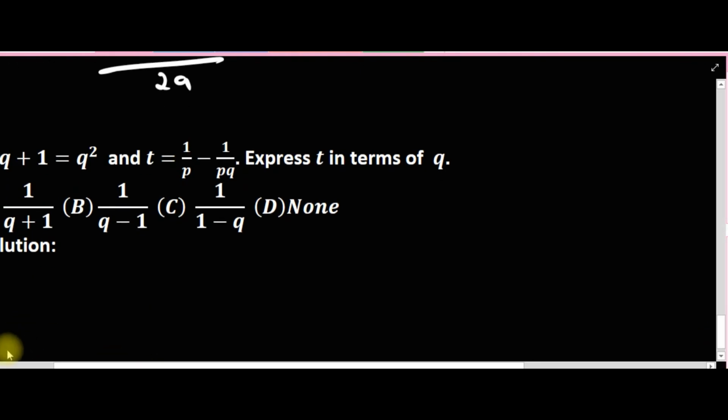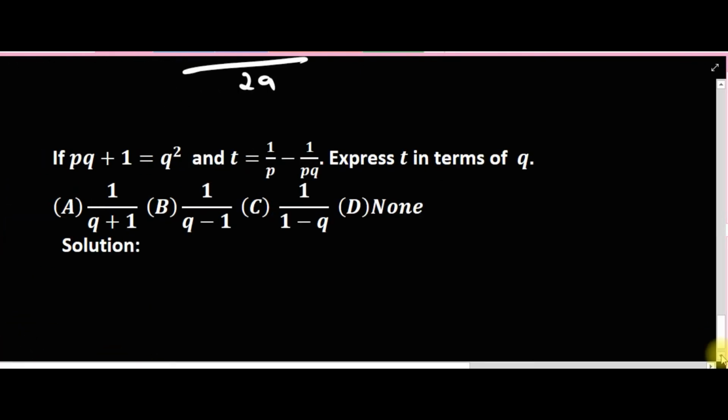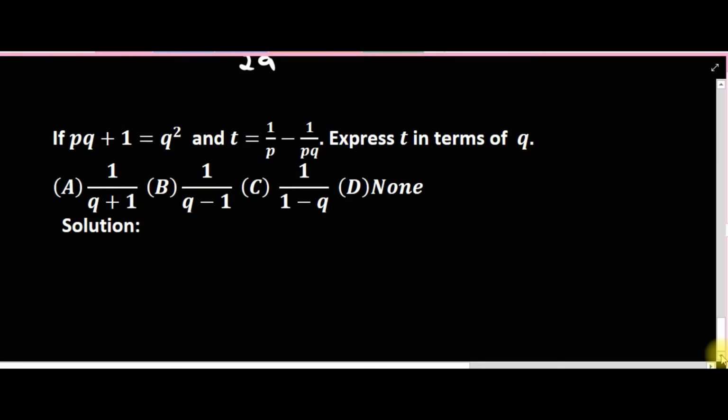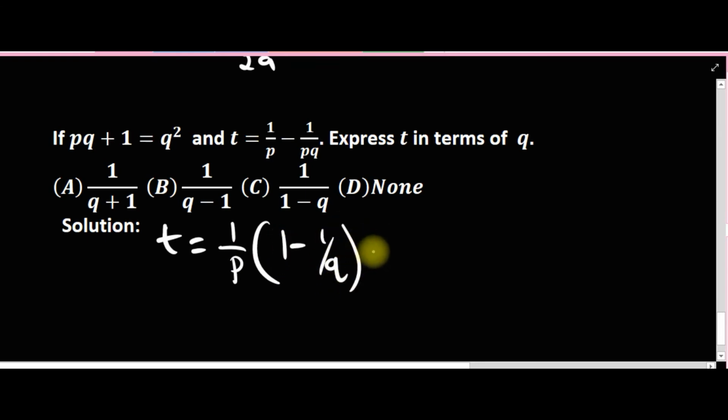The next question, we're asked, if p times q plus 1 is equal to q squared and t equals that, we're asked to express t in terms of q. So our answer will be in terms of q only. So t is what we are looking for. If you notice, there is 1 over p here, there is 1 over p here. Factor it out, so we have 1 minus 1 over q. This is the first very good step to take. Remember, we're asked to express t in terms of q.